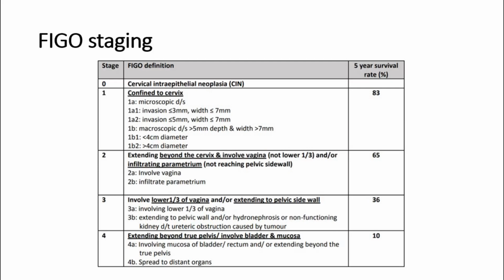So stage 2, the tumor extends beyond the cervix, and it involves the vagina and or infiltrates the parametrium. So 2A and 2B. 2A is it involves the upper 2/3 of the vagina, and 2B it infiltrates the parametrium. Whereas stage 3 can be divided into 3A and 3B. 3A is the tumor extends to the lower 1/3 of the vagina. 3B it extends to the pelvic wall and or hydronephrosis or non-functioning kidney due to the ureteric obstruction. Stage 4, 4A is it involves the bladder or rectum or extends beyond the true pelvis. 4B is there is distant spread to other organs.